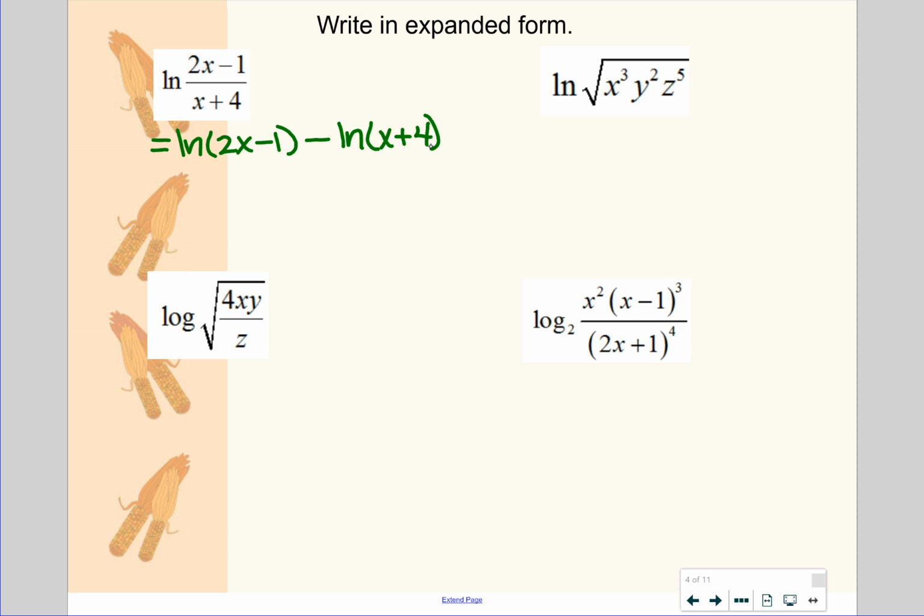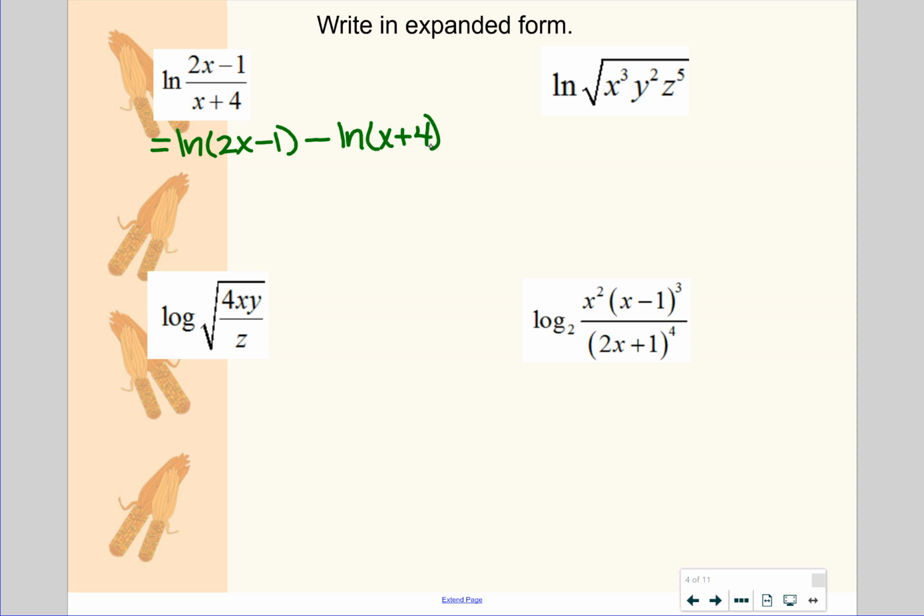Now when we're expanding, again, we're looking for the following things. Powers that we can bring down. We don't have any more. Any more division. We don't have any more. I do have multiplication with the 2 and the x. But that minus 1 is preventing me from going any further with that term. If I just had natural log 2x, I could separate it a little bit more, but the minus 1 stops me. Okay?